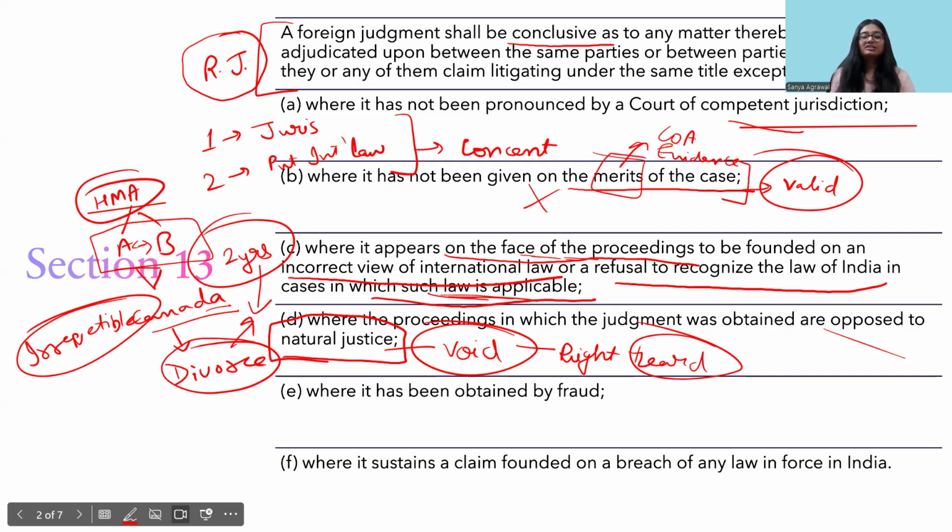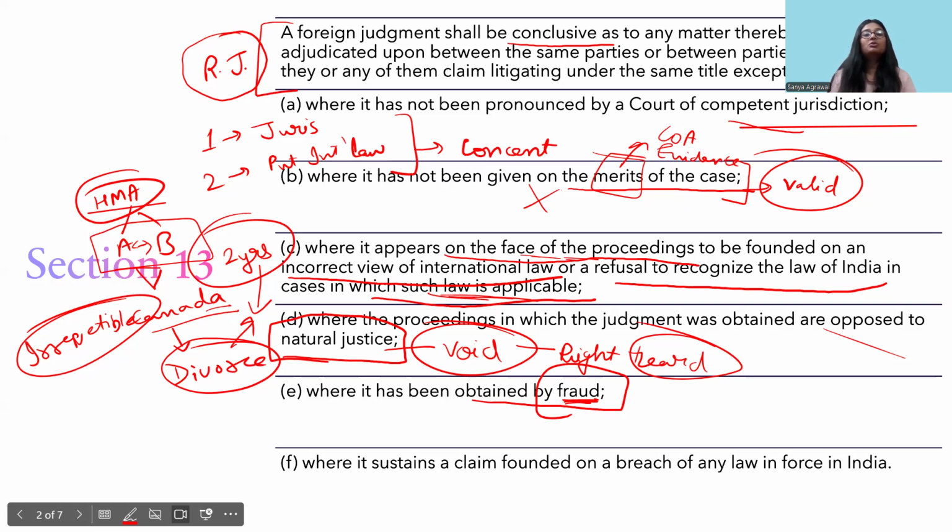The next is where it has been obtained by fraud. Fraud means any kind of deception by one party to the court or to the opposite party. If there is any kind of deception and it is proved by the court, then that decision will become invalid. It can be proved even in an Indian court when you have come to declare that decision as a conclusive decision. And the next is where it sustains a claim founded on breach of any law in force in India.